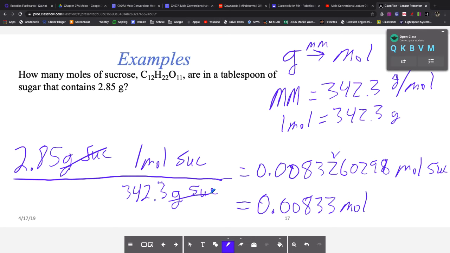So then we've got to figure out how many significant figures. Since we're dividing, it's the same as the multiplication rule. Least number of sig figs: 2.85 has 3 significant figures. 342.3 has 4 significant figures. So that means we're rounding to 3. Remember, leading zeros are never significant, so we ignore those leading zeros. We start counting at the 8. We count over 3 places: 1, 2, 3. I marked that 3rd significant figure. That's where we're rounding it. The next number is a 6, that's greater than 5, so that 2 rounds up to a 3. We get our final answer as 0.00833 moles of sucrose.